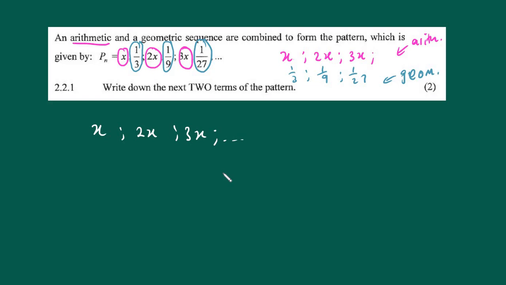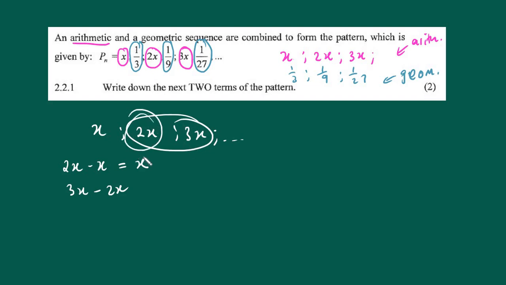remember to check whether something is arithmetic, I would have to say 2x minus x, which is t2 minus t1. Well, 2x minus x gives me x, while 3x minus 2x, remember just look at two numbers that are following each other, then you say the one on the right minus the one on the left. So 3x minus 2x should give me 1x.